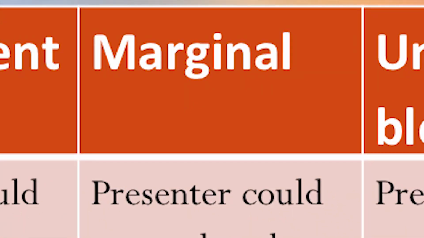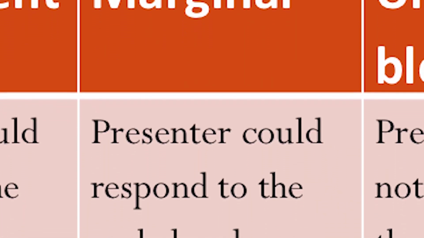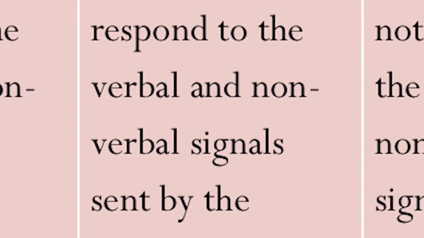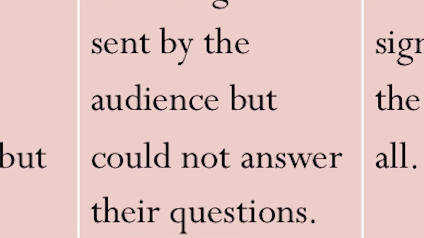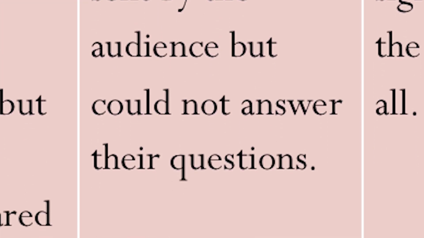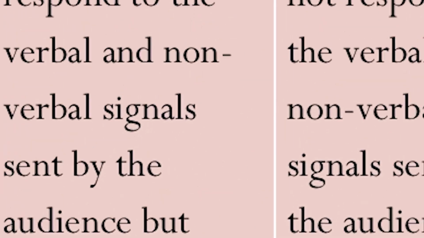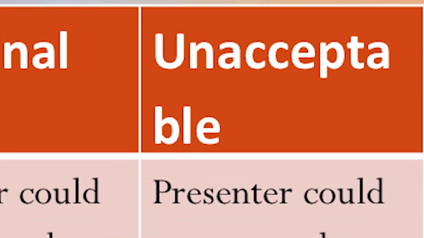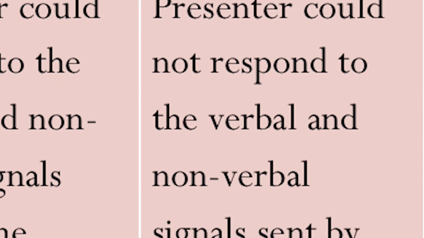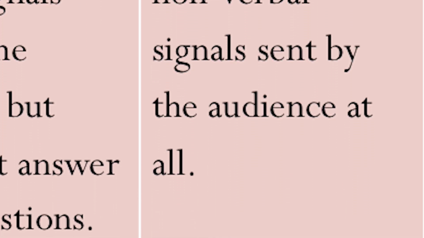The description for the scale level marginal is: presenter could respond to the verbal and non-verbal signals sent by the audience, but could not answer their questions. And for the bottom scale level, that is unacceptable, the description is: presenter could not respond to the verbal and non-verbal signals sent by the audience at all. After going through these task descriptions, it is clear that these are not completely different for different scale levels, but these are described in a continuum of distinguishable levels of performance quality.